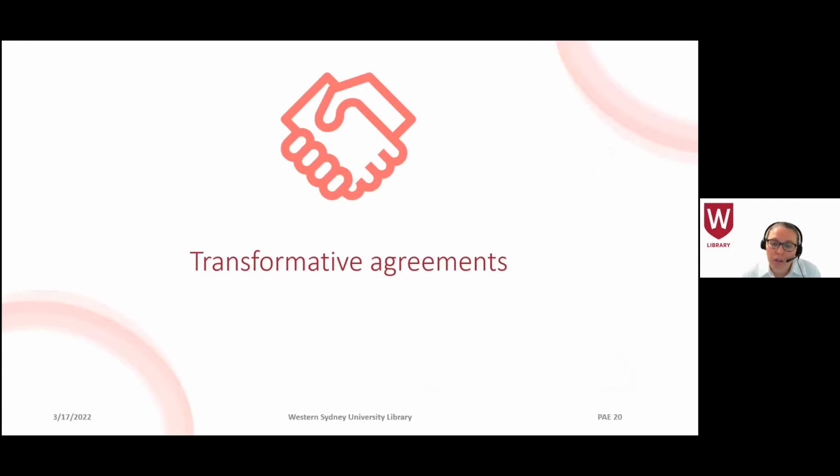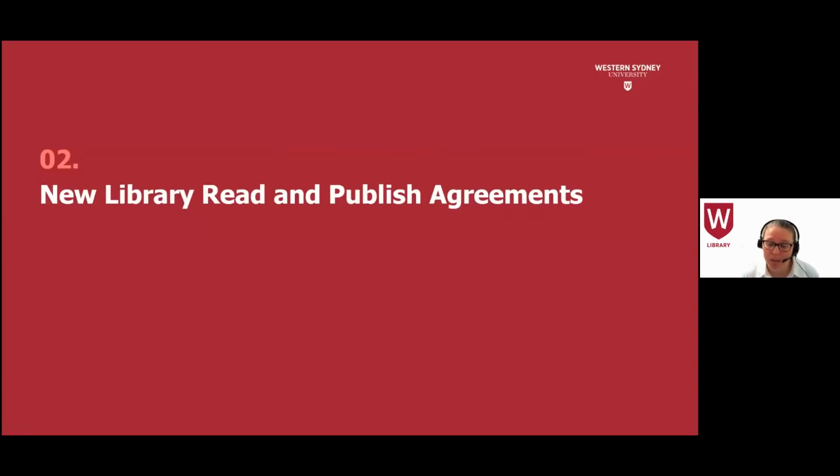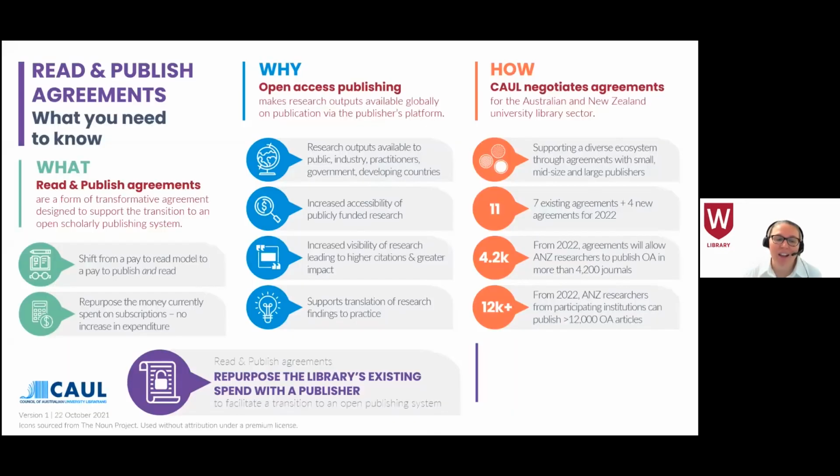Okay, so the new kid on the block at the moment is transformative agreement. So that's looking at a new model of publishing rather than a pay to read version. We're instead looking at a fee to both publish and to read. So an example of that at the moment is the new library read and publish agreements, which have only just come out this week. And literally the ink is still wet on the agreements. So this is something that the library is starting to look into.